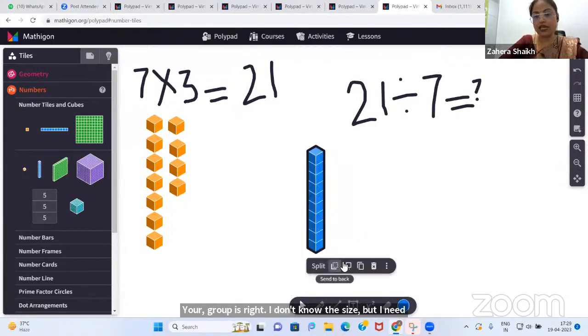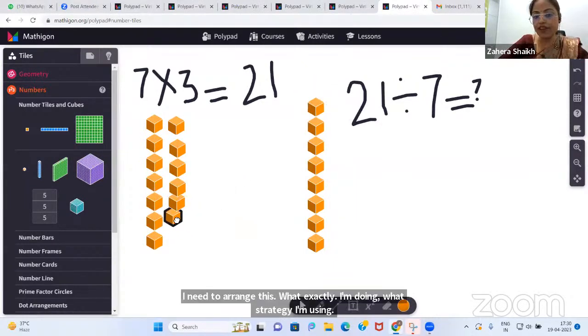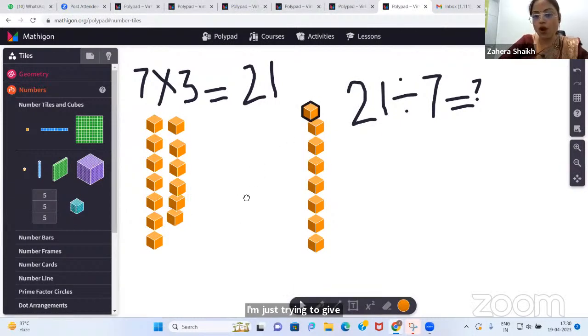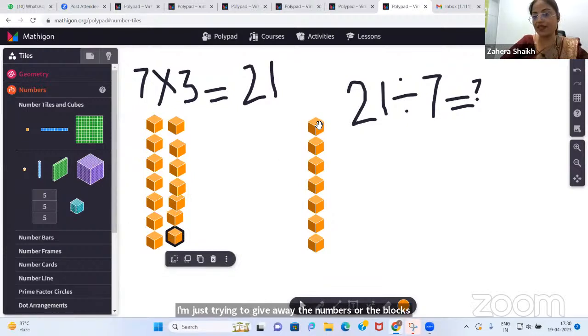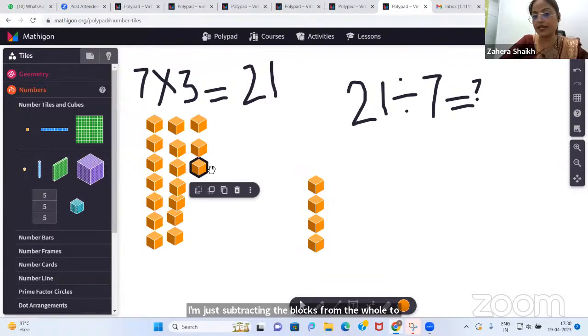So again, I don't have unit blocks, so I need to again regroup it and arrange this. What exactly am I doing, what strategy am I using? I'm just trying to give away the numbers or the blocks from the whole, right? I'm just subtracting, right? Just see the strategy I'm using. I'm just subtracting the blocks from the whole to divide or share these numbers equally, right?